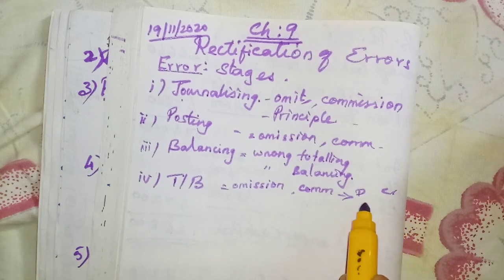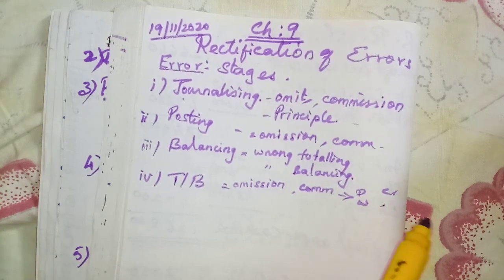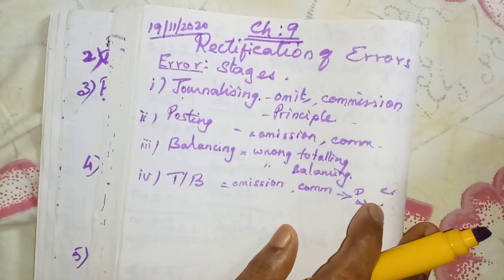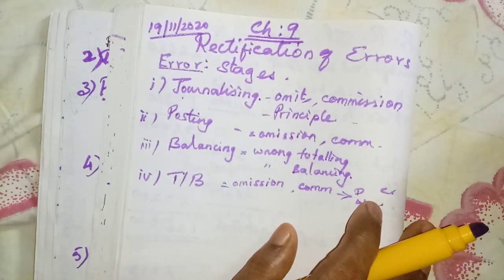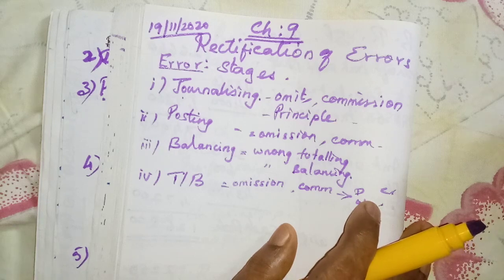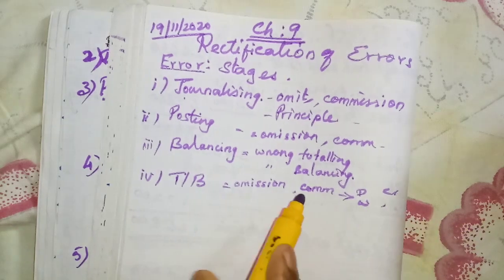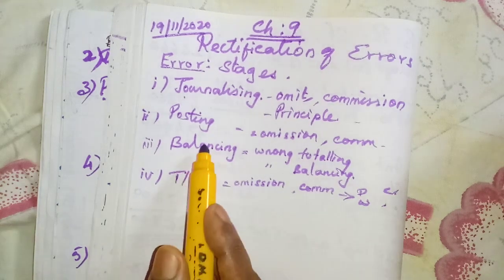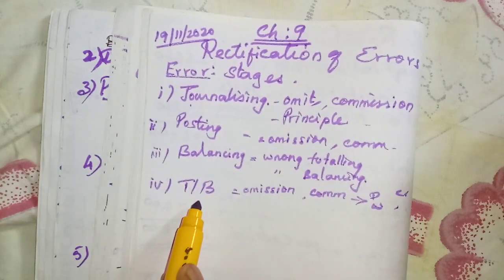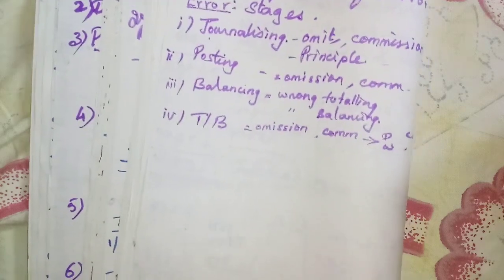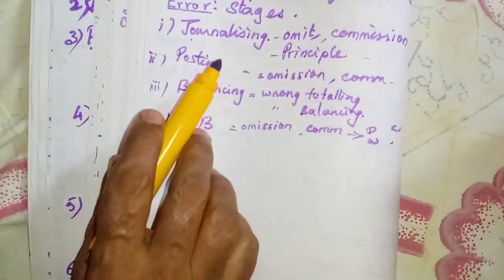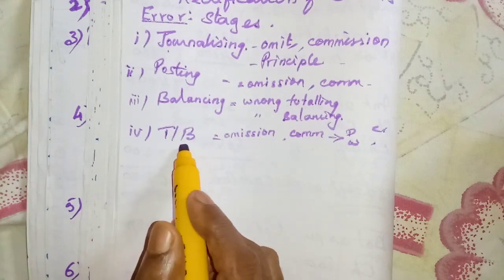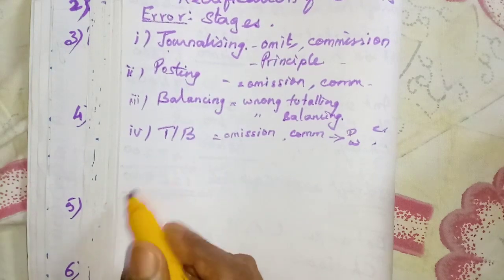Or they can enter the wrong amount from the ledger balance. So a wrong amount can be entered, or they can enter in the wrong account, or on the wrong side of the two columns of the trial balance. So at all these four stages they can make errors: at the time of journalizing, posting, balancing, or preparing the trial balance.